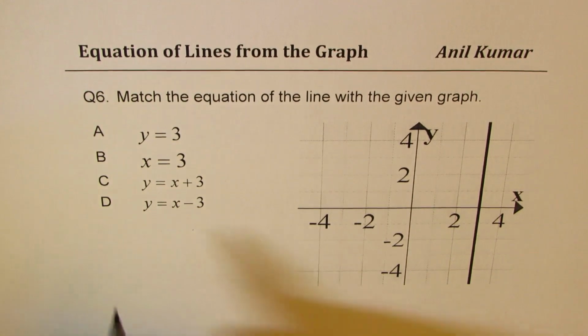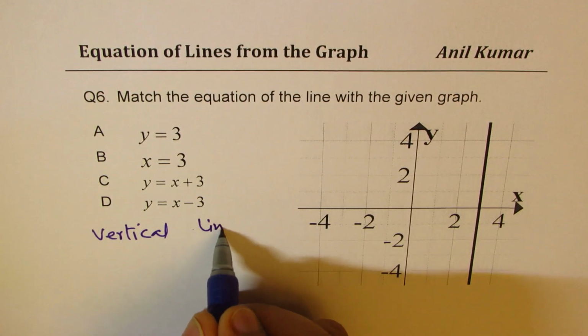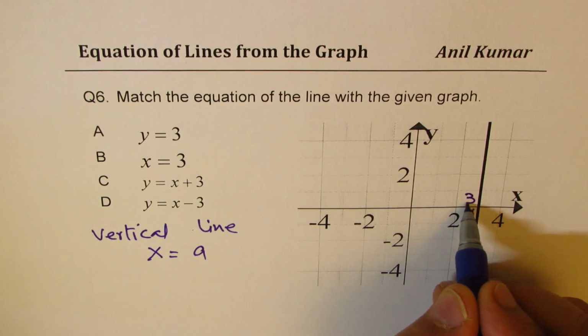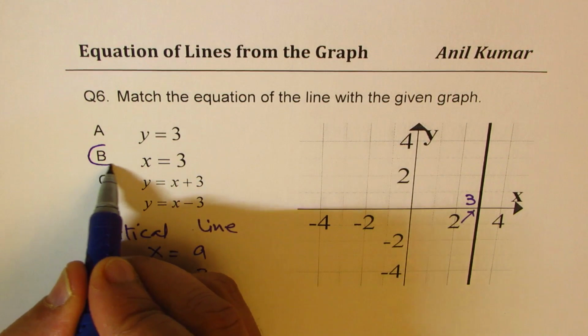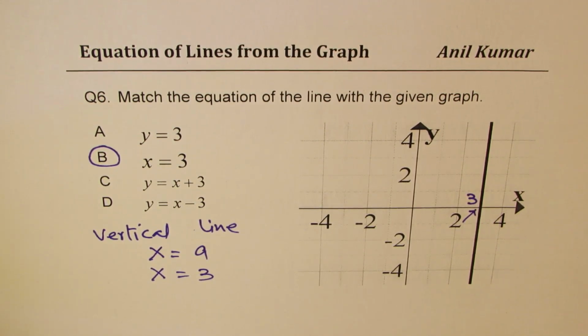And now the last example here is about a vertical line. Whenever you have a vertical line, the equation is x equals the x-intercept, which is 3 in this case. So we're looking for x equals 3 as our answer, which is option B. So we have seen with this how to relate the graph of a line to its equation. With these 6 examples, we have taken up lines with positive and negative slopes, vertical and horizontal lines. These are the examples which will normally be in your test papers.